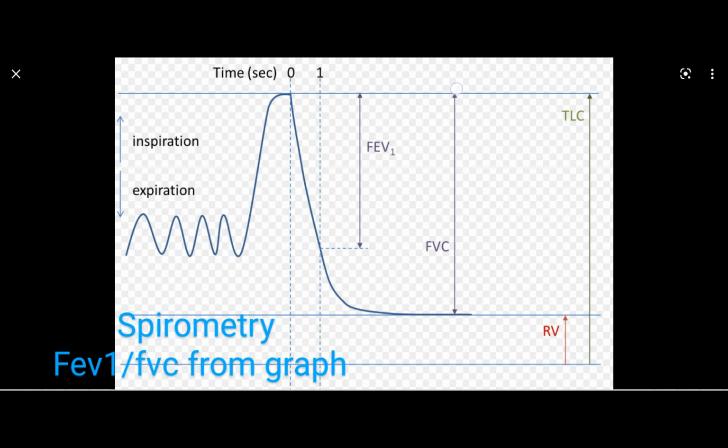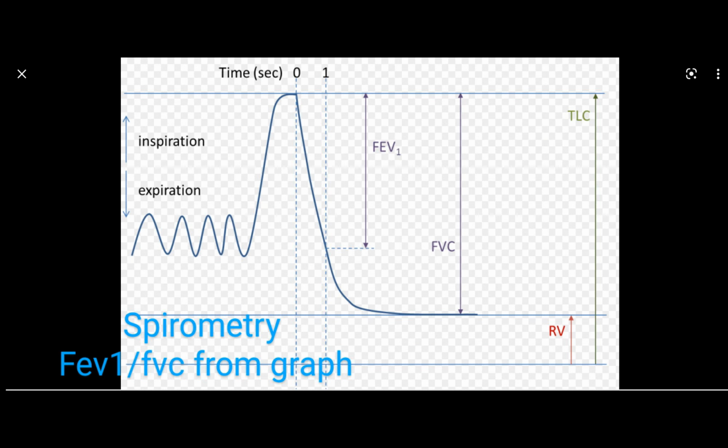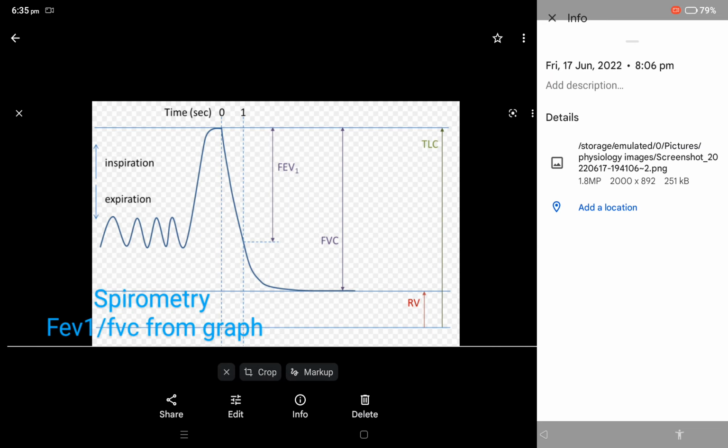In the diagram, total lung capacity is given in green. Total lung capacity, then residual volume. Total lung capacity minus residual volume is equal to FVC. Then FEV1 by FVC can be calculated, and we can differentiate whether it is an obstructive type pattern disease or a restrictive type pattern disease.